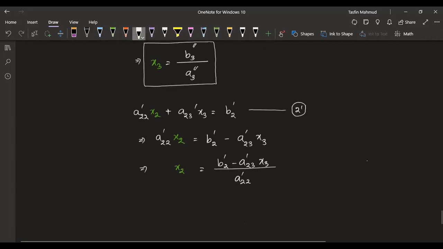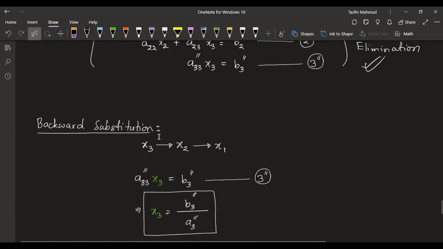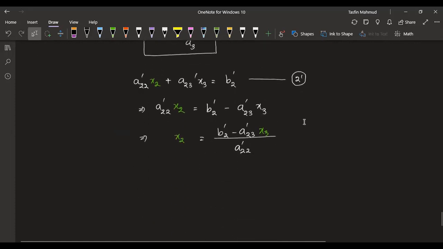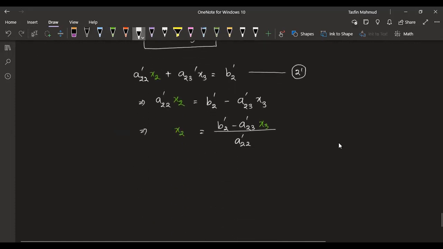If you look carefully here, we have to substitute the value of x3, right? We have found the value of x3 in the previous step. Now we have to substitute its value here. That's why we are calling this step backward substitution. We are finding the values of the unknowns in a backward manner and substituting them. So that would be the value of x2.